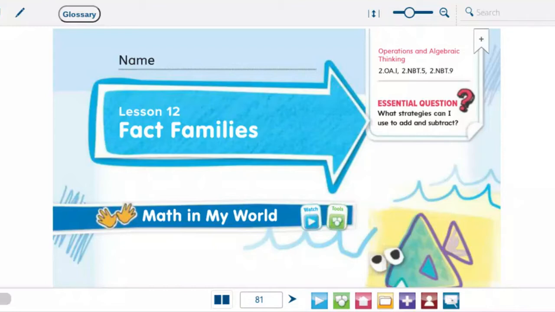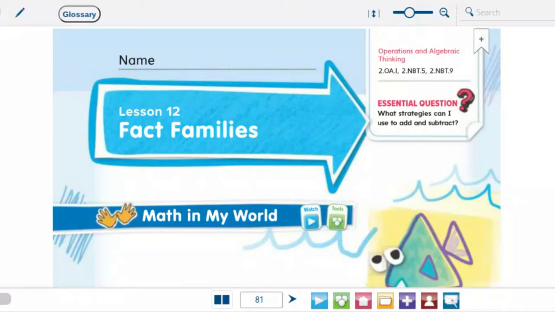Today we are going to be working on lesson 12 in our MyMath book. So go ahead, grab volume 1 of your MyMath book, turn to page 81 with me. And today in our lesson, we're going to be talking about fact families. What does it mean to be in a fact family? How does that work? How does this help us out when we're working on addition and subtraction problems?